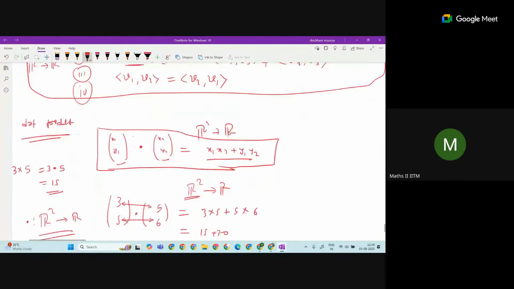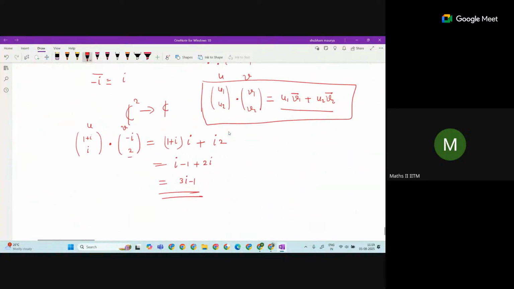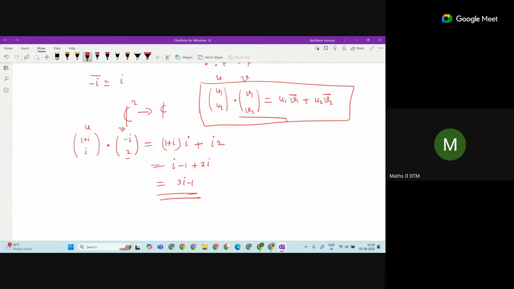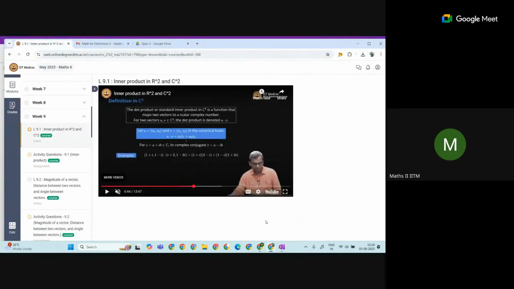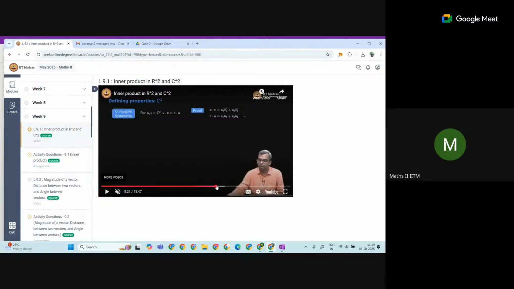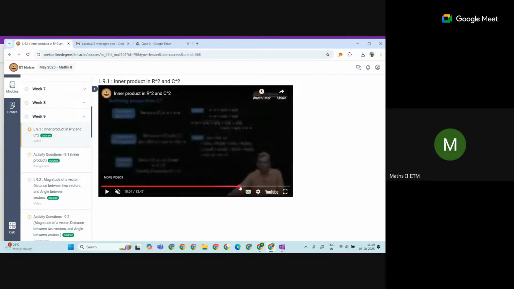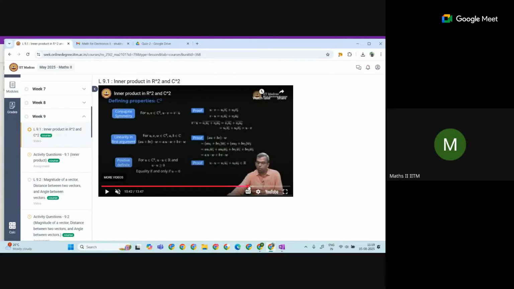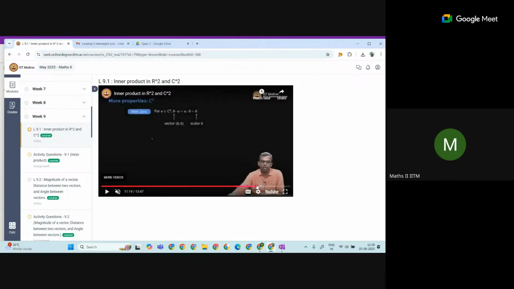For this lecture, the inner product for complex vectors is defined this way, and we'll follow this only. Whenever the inner product between two vectors is asked, we'll follow this. So this is the inner product. Now, there are some properties, but that is not needed. These definitions are for a more general inner product. Here it is exactly not needed.